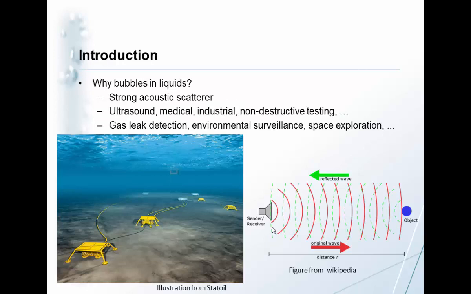So why do we have bubbles in liquids, and why is that so interesting? Well, first of all, it's a very strong acoustic scatterer. If we send an acoustic signal in water, we will get a very strong reflection from a bubble because of the difference in acoustic impedance. It has a wide range of applications, as we have seen, in medical and industrial applications, NDE, but also maybe gas leak detection for environmental surveillance and even space exploration. On the Mars missions, they listen for bubbles, actually.